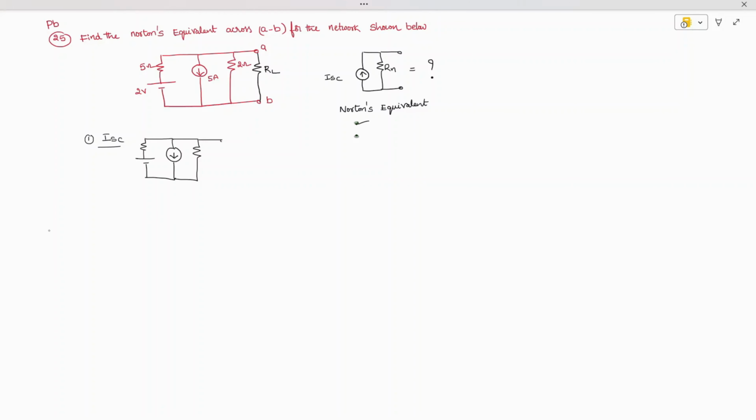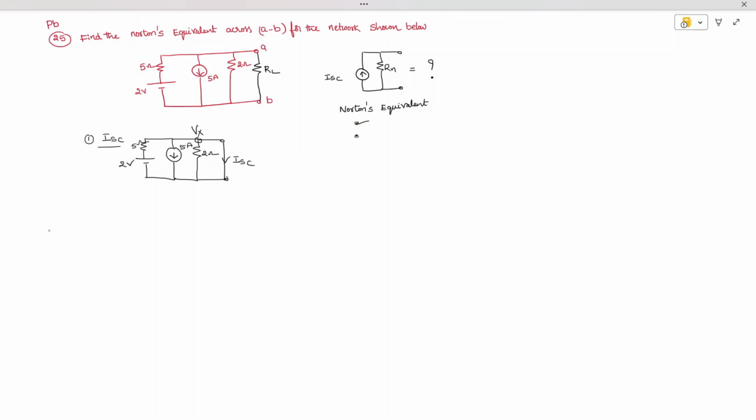So this branch is there. This branch we need to short circuit, and label this as ISC, and this is 2 ohm. This is 5 ampere, this is 5 ohm and 2 volts. So this is 2 volts and this will act as a new node which is nothing but Vx. So now I need to find out ISC.